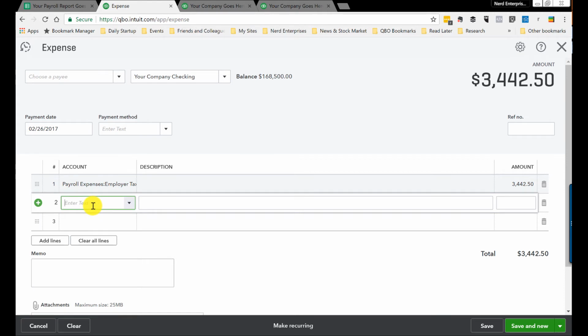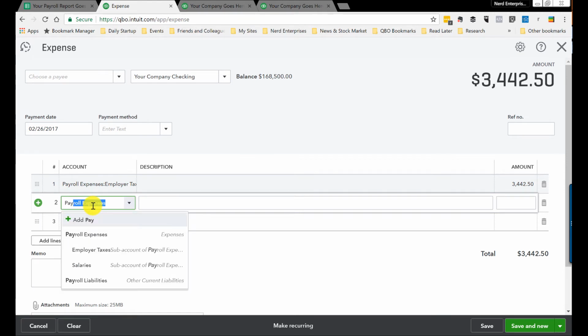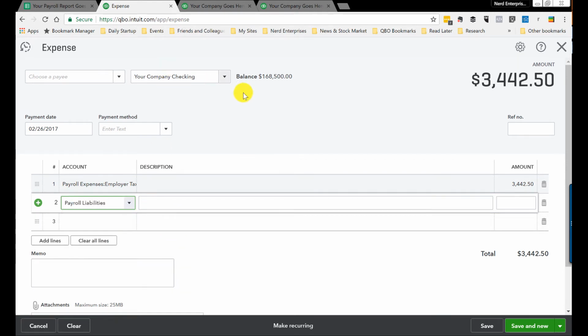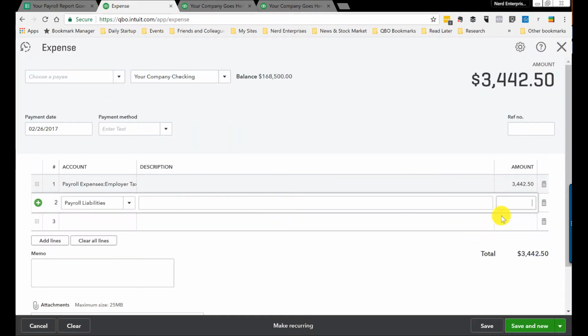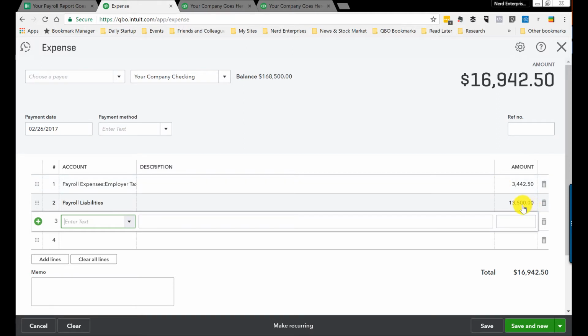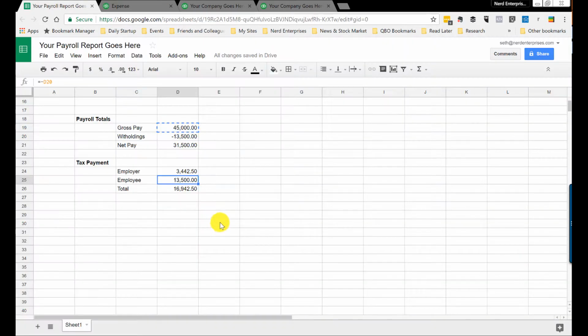And then the next piece is the payroll liabilities. Now remember, when we took it out of their paychecks, we wrote a check and put it in as a negative number, and that went into the liabilities. Now we're going to write the check out with that split amount as a positive number, so payroll liabilities zeroes out. So here it's a positive, so the total is $16,942.50.